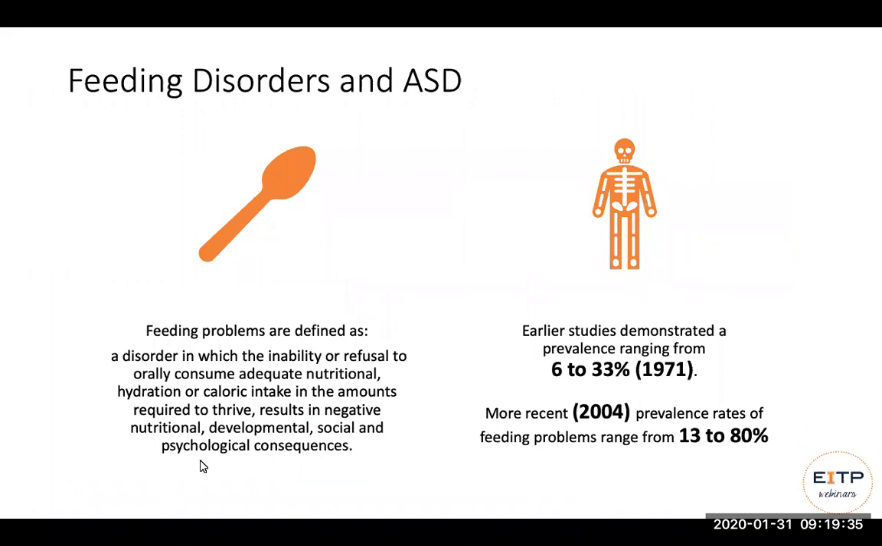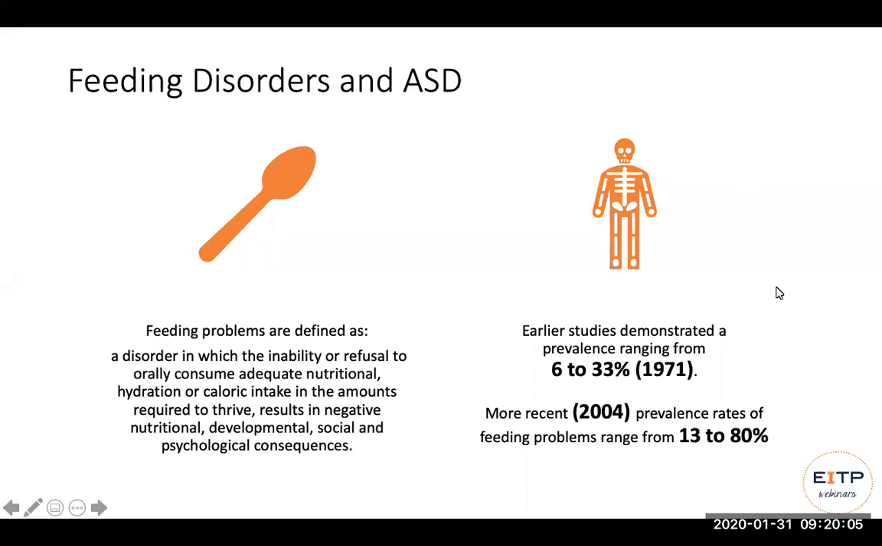So now I want to move to feeding disorders and autism. So how we define feeding problems is a disorder in which the inability or refusal to orally consume adequate nutritional, hydration, or caloric intake in the amounts required to thrive results in negative nutritional, developmental, social, and psychological consequences.